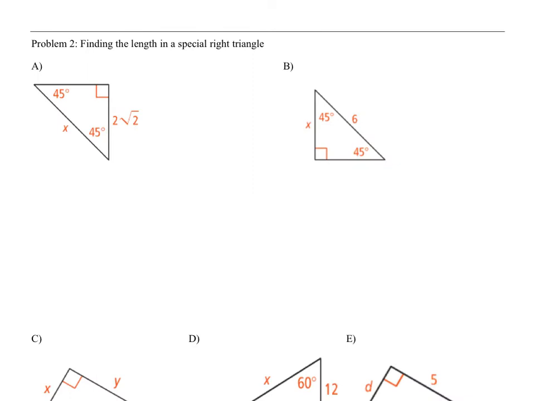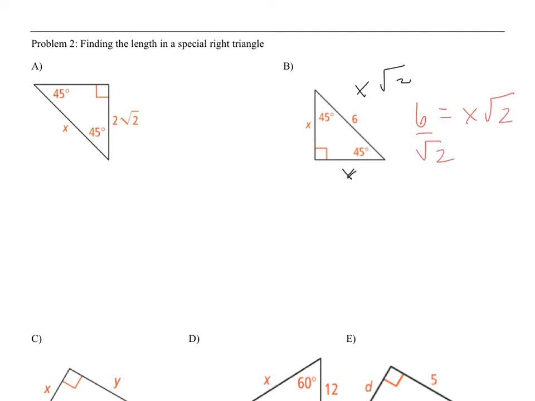I'm going to do B, as in boy. So in our ratios, this value would be x. This value in a 45-45-90 is x square root 2. These two can be set equal to each other because this ratio that we have right here is the same. So our 6 is equal to x square root 2. If I'm going to solve for x, you have to divide by square root 2.